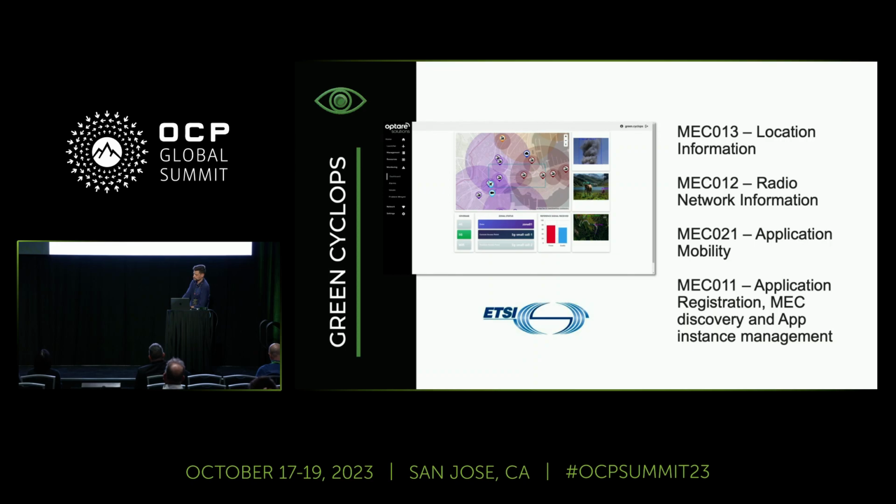scenarios. In another one, we are taking how to use the 5G connectivity to process video streams. And in another one, the inclusion of different kinds of sensors or IoT hubs for smart agriculture. We are using different APIs from the ETSI, like location information or radio network information, or the APIs for registering the applications we deploy at the edge.